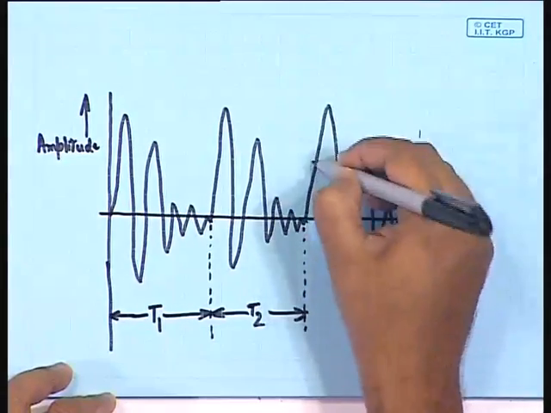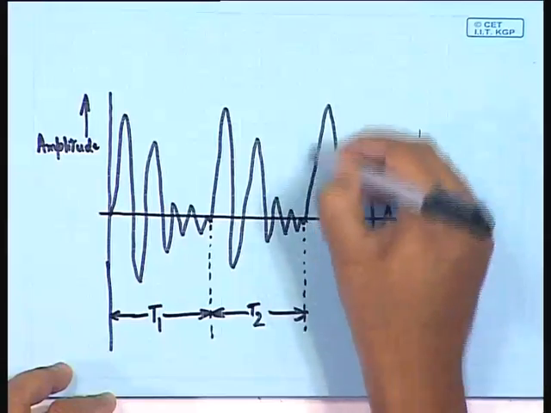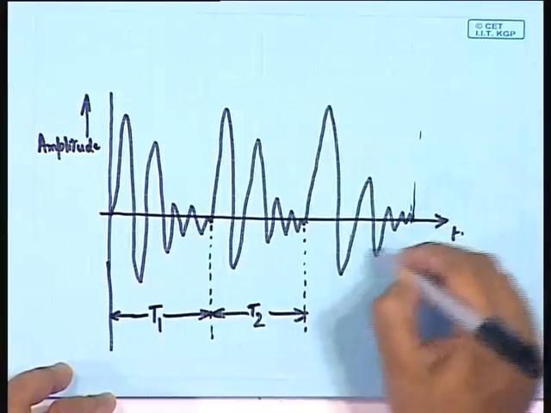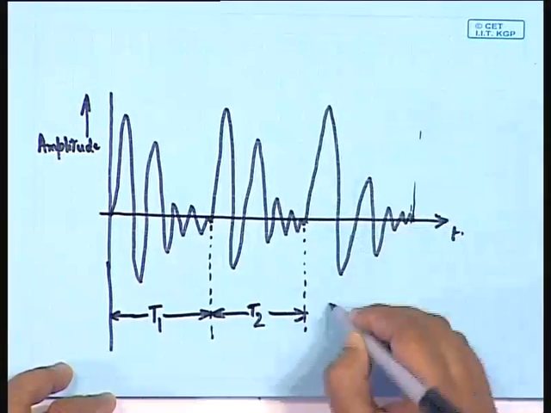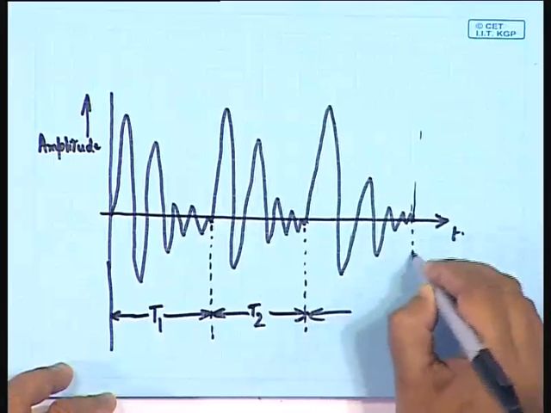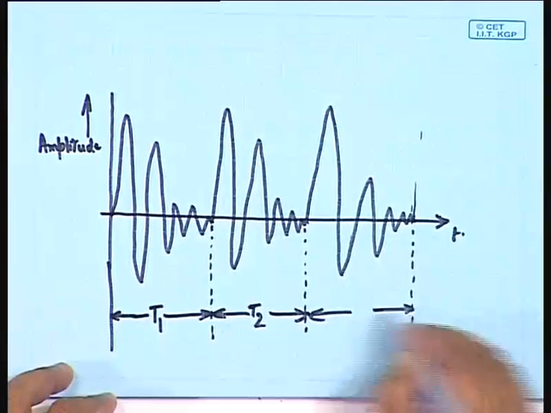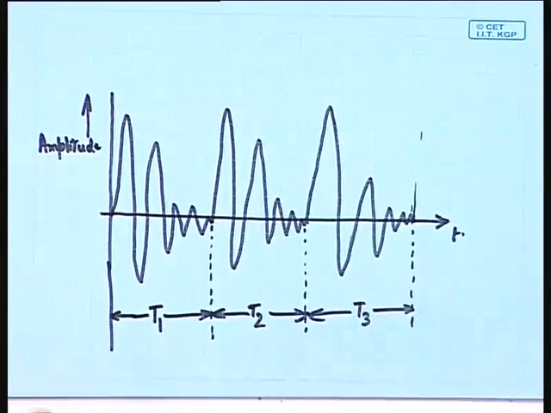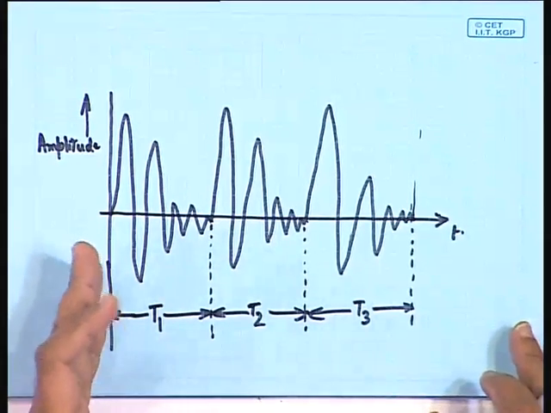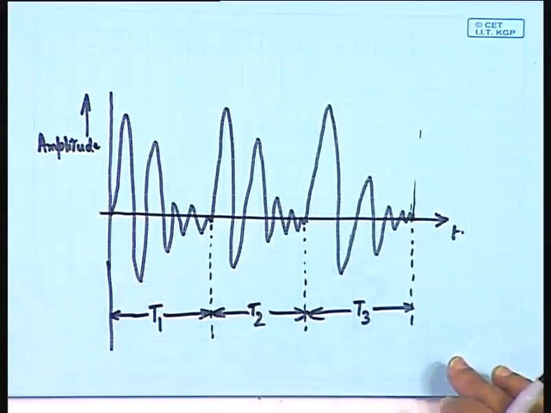variation, like here we are seeing that it varies somewhat like this. So, again this starts from here. So, this we should take as the period t3. So, we normally observe that these periods t1, t2, t3 remain reasonably constant over a very short interval.